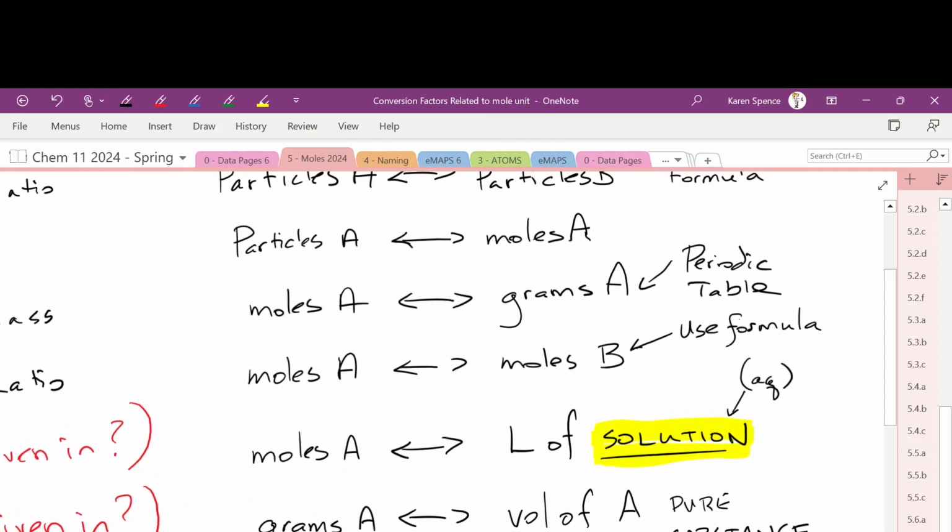I can use particles to find moles. I can use grams to find moles, but that requires that I have a molar mass, and I don't have a molar mass, right? I can use moles of A to find moles of B. That's useless here. I don't have a solution, and I'm not given a density. So what am I left with? Particles of A. Let's go back to our question and see if it gives us any information.